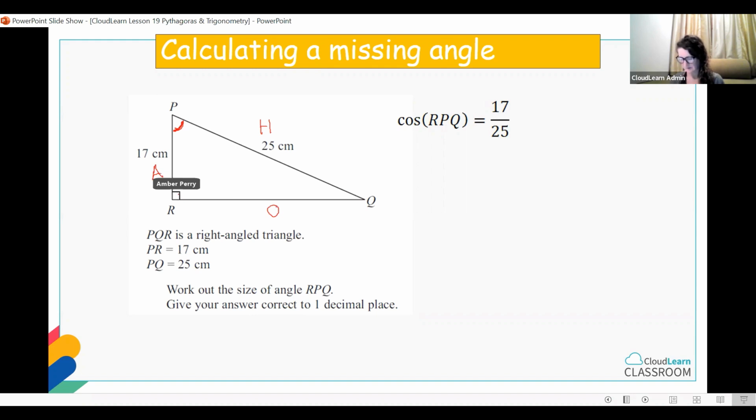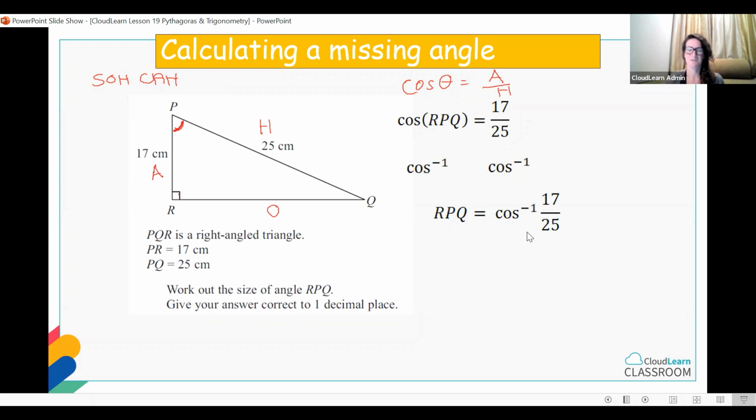Now I can see that I'm working with the A and the H. So going to my SOHCAHTOA, it's not the O and the H, it's the A and the H. I need my CAH, cos equals. So I'd write cos theta equals adjacent divided by hypotenuse, and then I can put that information in. So cos of RPQ is equal to 17 divided by 25. Take the inverse of both sides. RPQ then is equal to the cos inverse of 17 over 25.